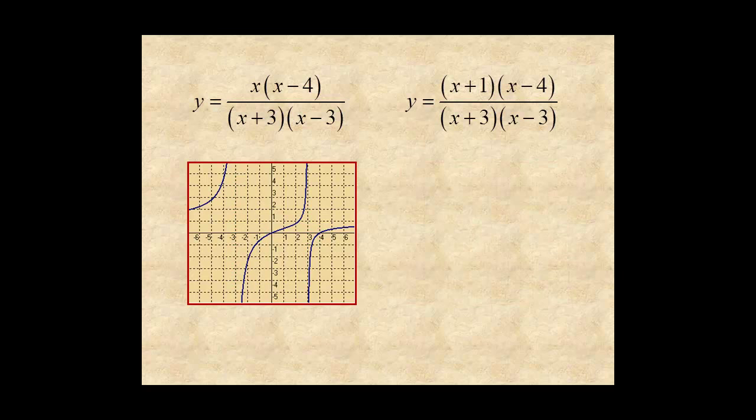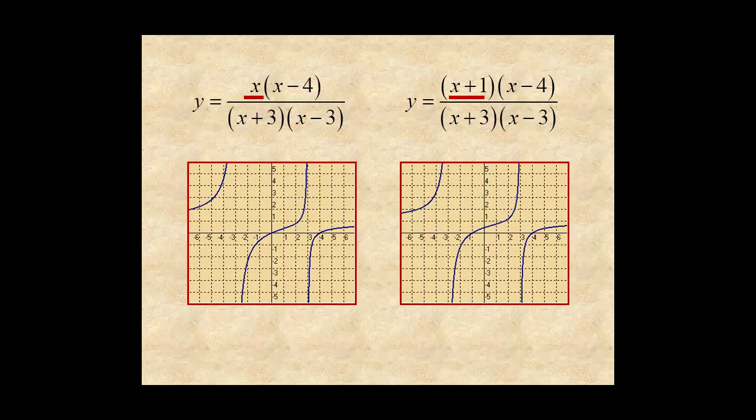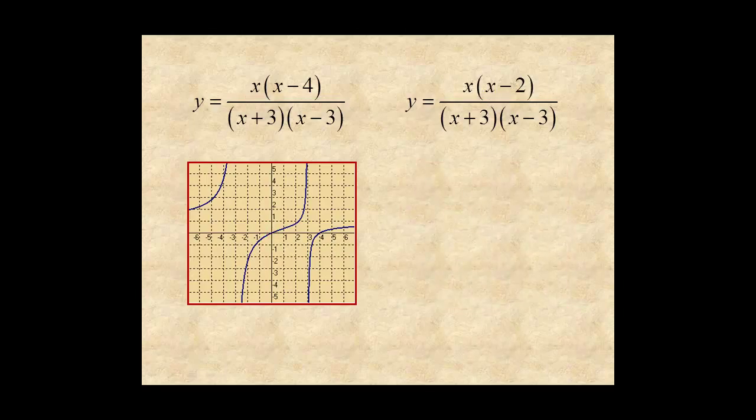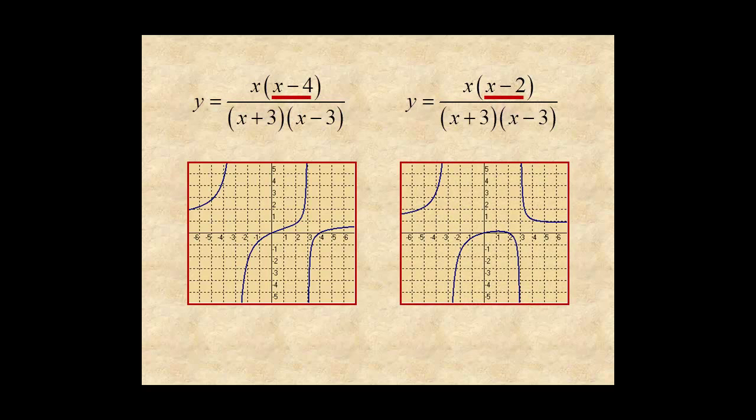If you change the factors in the numerator, you can shift the x-intercepts. For this example, the x-intercept at x equals 0 is shifted to x equal -1. In this variation, the x minus 4 factor in the numerator is changed to x minus 2, so that both x-intercepts are between the VAs.